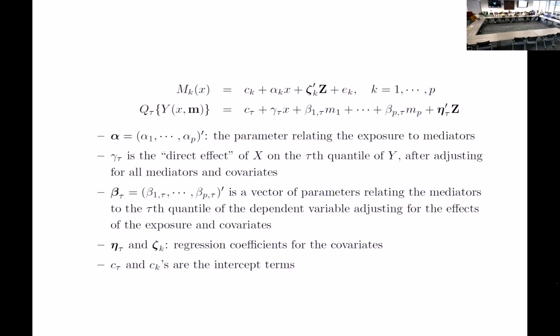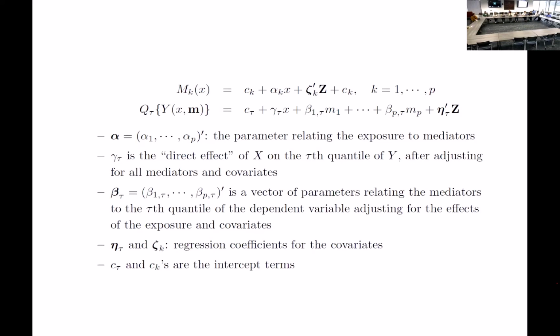Here we further explain. This is the same model, we just write it here so you can see it clearly. Alpha is the parameter relating the exposure to the mediator. Gamma tau is the direct effect of x on the tau quantile of y after adjusting for all the mediators and the covariates. Beta tau is the vector parameter relating the mediators to the tau quantile of the dependent variable, adjusting for the effect of the exposure and the covariates. Eta tau and zeta k are regression coefficients for the covariates, the confounders we want to adjust for. And then these two are the intercept terms. So this is the interpretation of the different parts of this model.